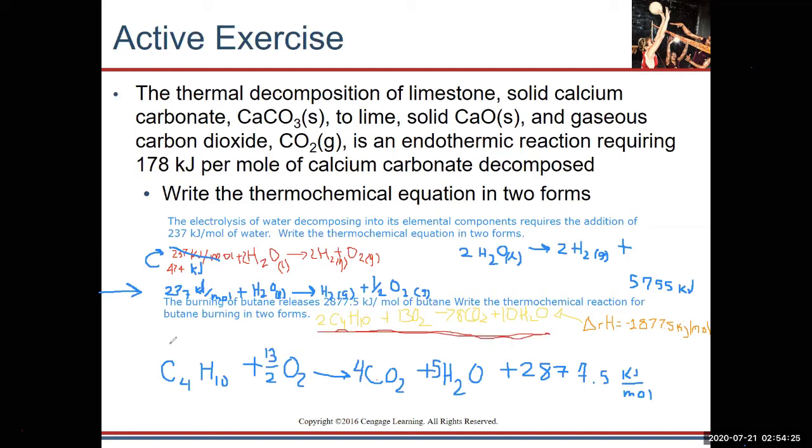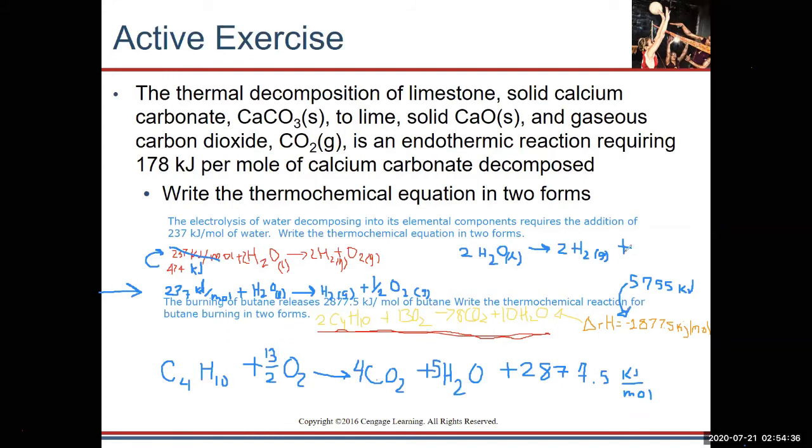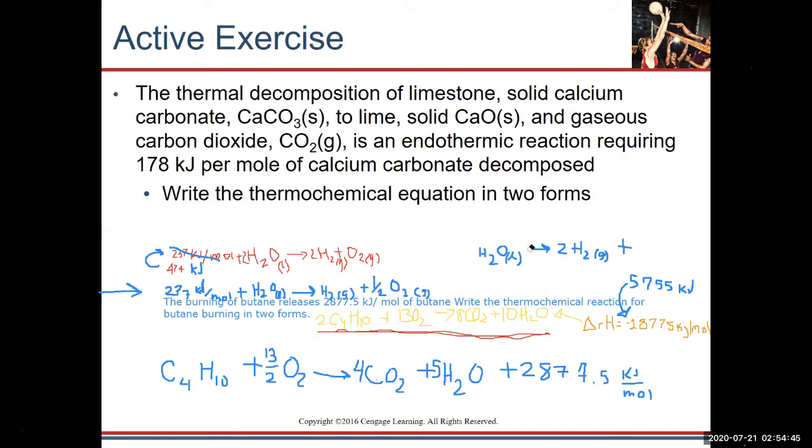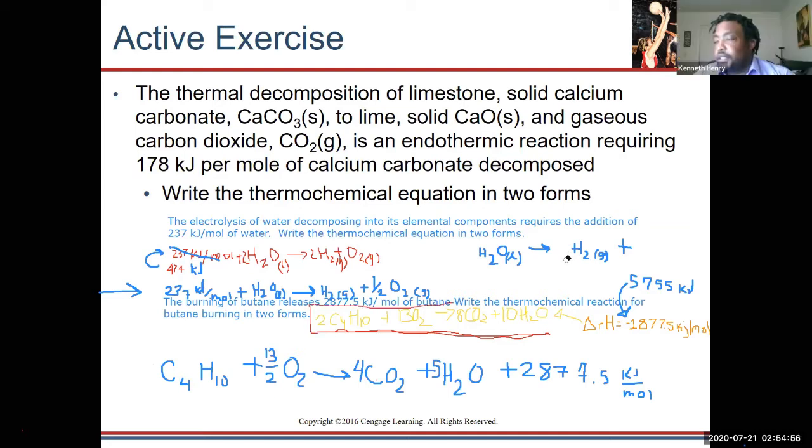We don't have to multiply everything by 2? In this case, you'd have to multiply it by 2 right here, because of the coefficient in front of the C4H10, right? Yes. So we just didn't finish balancing that last one.